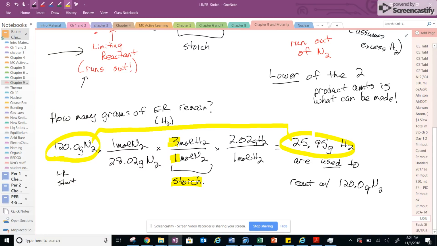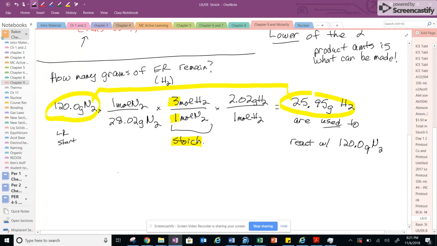Okay? But that's not the question I asked. I asked how many grams of the excess reactant remain, or are left over. Well, let's see. If I know how much I started with, and if I know how much was used, I think if I subtract those two, I'm going to know how much is left over.